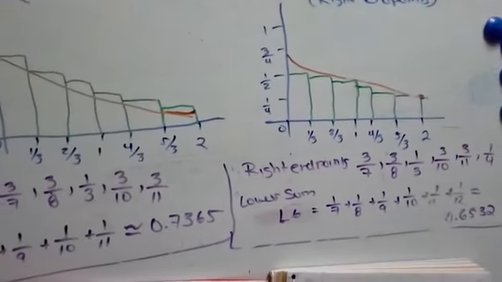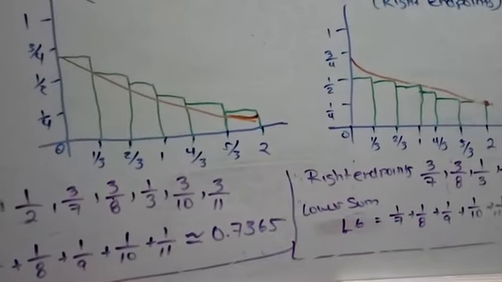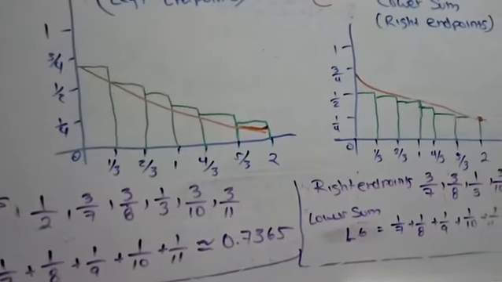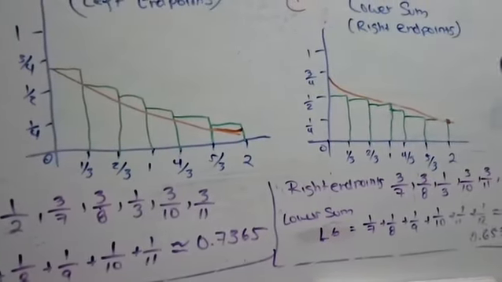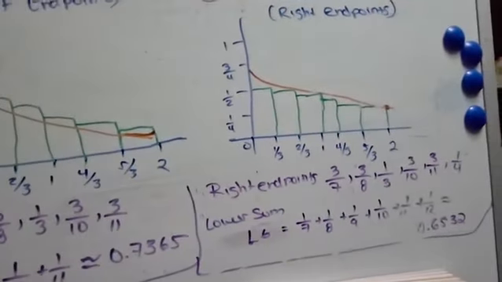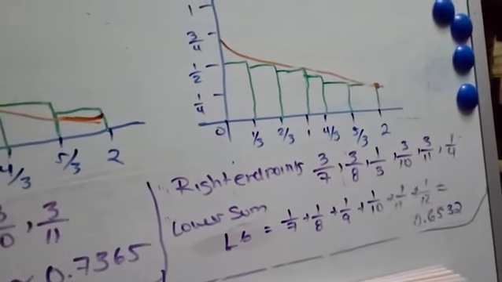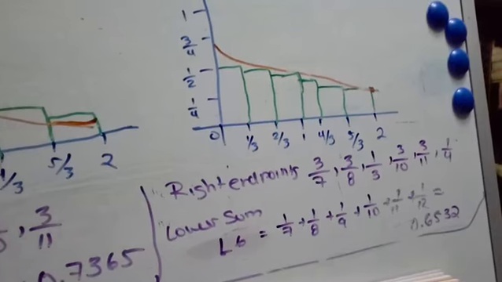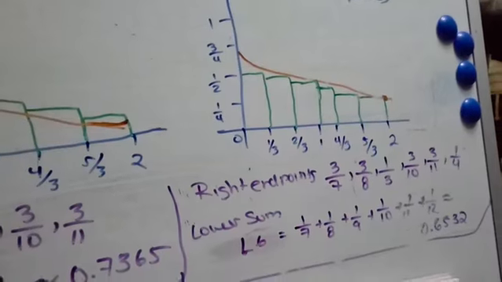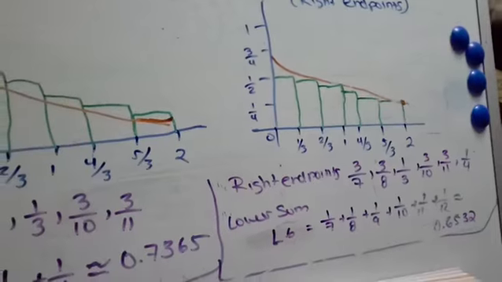For part C, I need to find the lower sum. The width of the rectangles does not change. Each rectangle is still 1/3 wide, but this time I want a lower estimate. Since my graph is going downhill, the right side of each rectangle is shorter. So for my lower sum, I use the right endpoints. My right endpoints are 1/3, 2/3, 1, 4/3, 5/3, and 2. The heights of those points are 3/7, 3/8, 1/3, 3/10, 3/11, and 1/4.